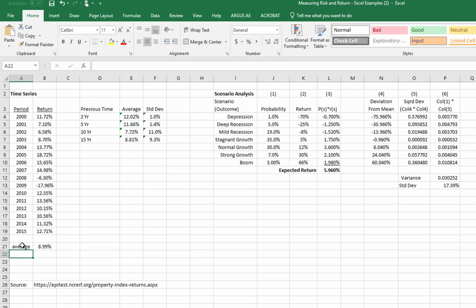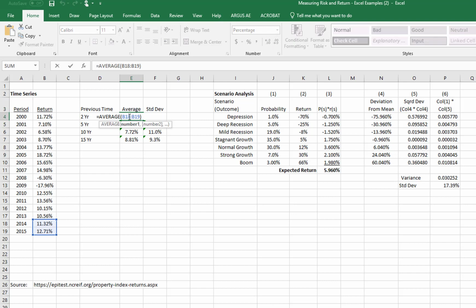And we would have 8.99%. So that's the average per year over all 15 years. Sorry, 16 years. Here are 4 different ways of looking at some of this data. The average over the previous 2 years has been 12.02%. The average over the last 5 years has been 11.66, the average over the last 10 years has been 7.72, and the average over the last 15 has been 8.81.